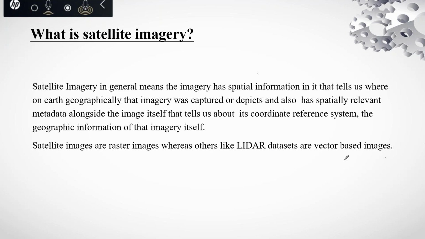And LiDAR datasets are basically those which contain sensors that have lasers, which are used to collect information from the terrain. Suppose we have terrains like this. There is a LiDAR sensor. It throws lasers on those points, and then information is collected from these points. So these are basically vector images. These are not raster images. But in this session, we will be dealing with raster images.